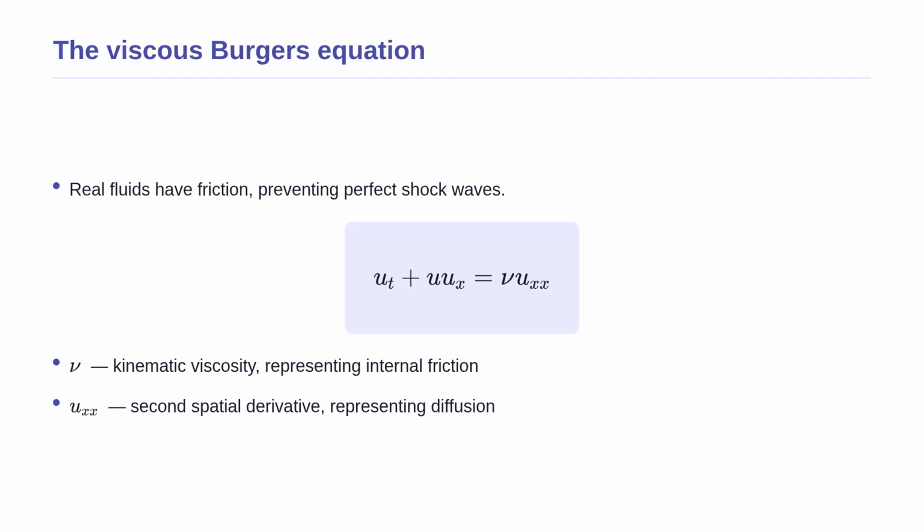The new symbol nu represents the kinematic viscosity, which is just a fancy term for the fluid's internal friction or thickness. The second derivative term mathematically represents diffusion. As the left side tries to steepen the wave into a sharp cliff, this new right side constantly works to round off the edges and keep the wave smooth.